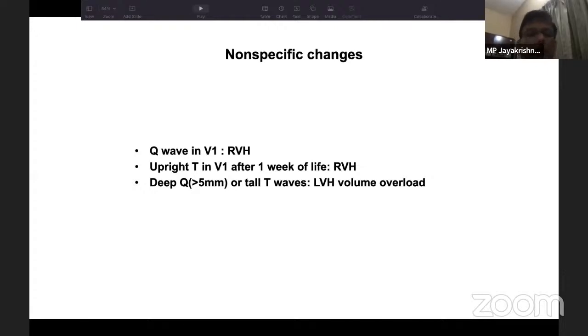The third one, actually, deep Q waves or tall T waves in left-sided leads. For example, in V5 and V6, you see deep Q waves, tall T waves. That indicates a left ventricular hypertrophy with volume overload. Can you tell one example of a left ventricular volume overload situation?